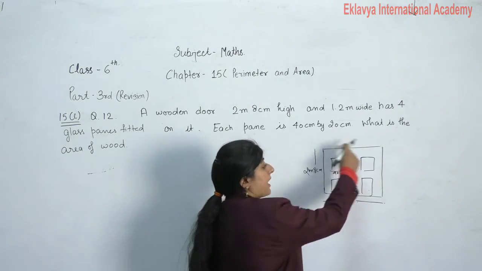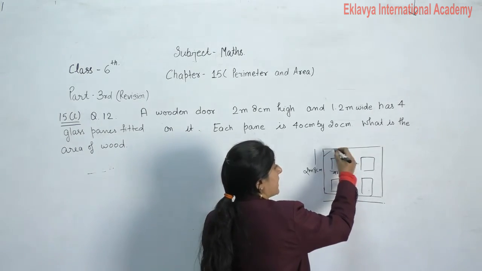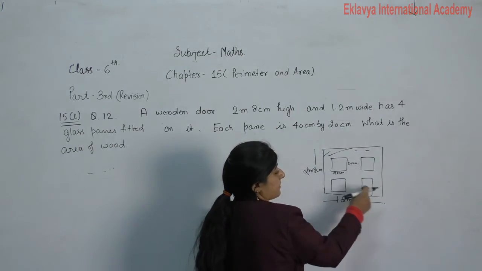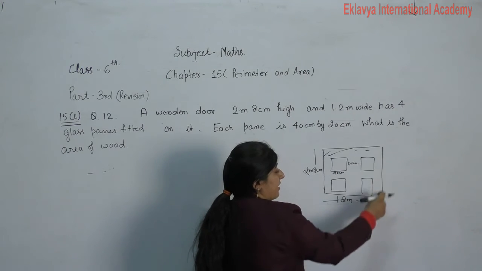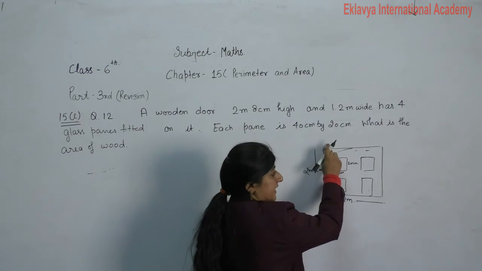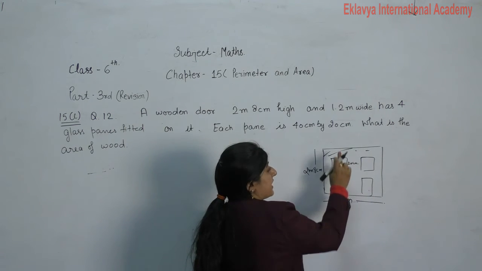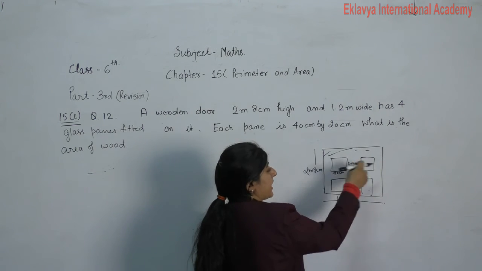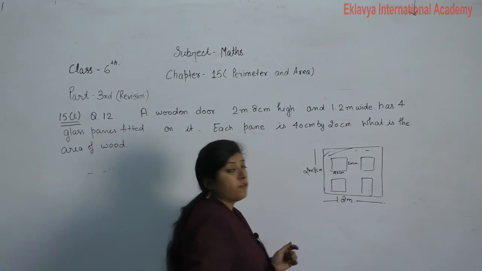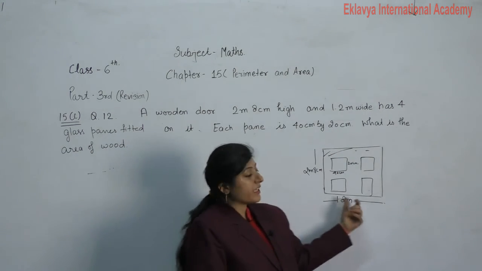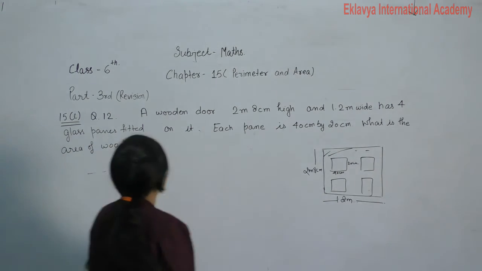Which parts are wood? These parts are wooden, but what are these? Glass panes. So what will we do? Firstly we find out this complete area, then find out the area of each pane, then from this complete area minus the area of 4 panes, then you find out the area of wood. So what do we write down?